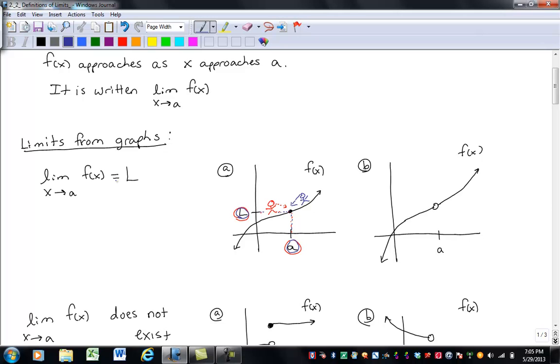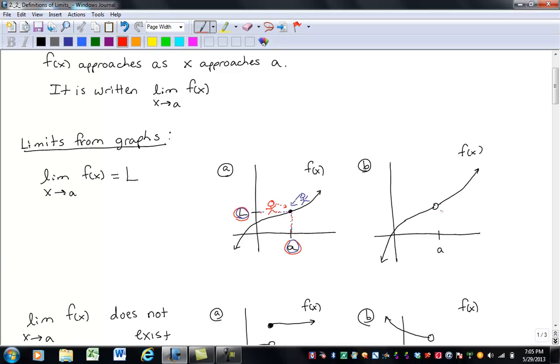Example B is really the same thing, except it's slightly different because there's a hole at a. If you look here at x equals a, this is the point we're worried about in the limit. At x equals a, there is no y value. There's actually a big gaping hole there. And that's what that represents on the graph. But for the limit, it doesn't matter what the actual y value is. If I wanted to know what the actual y value was, I would ask, what is the y value at x equals a? The limit doesn't do that.